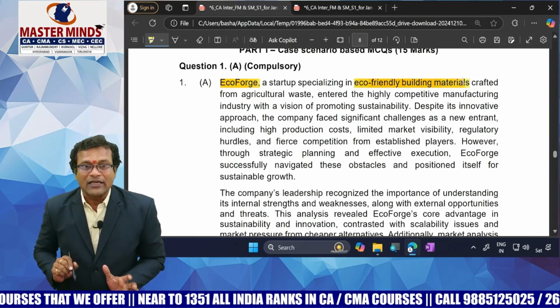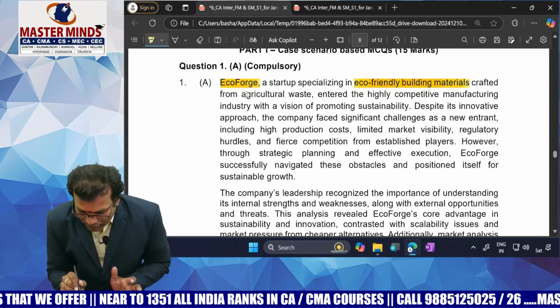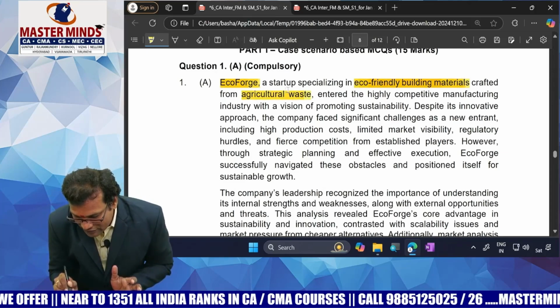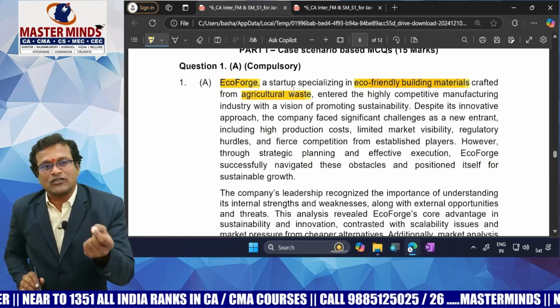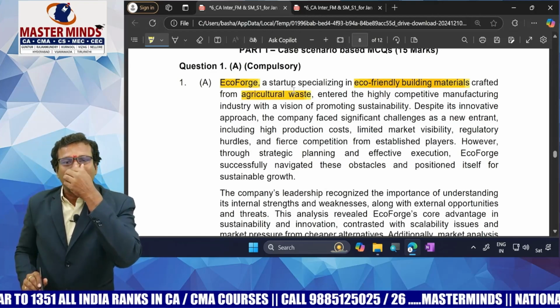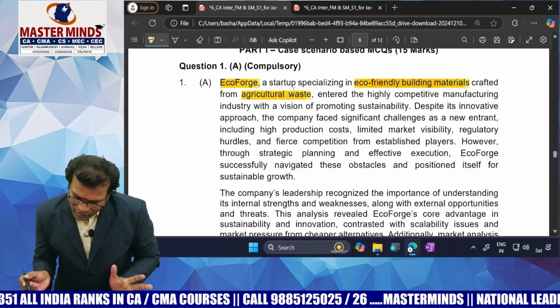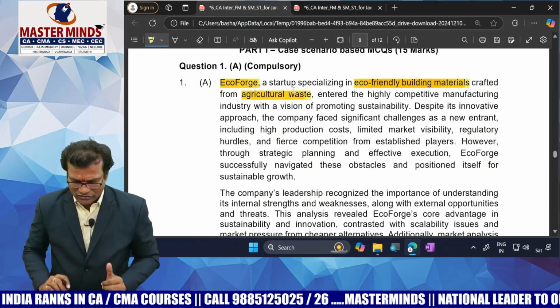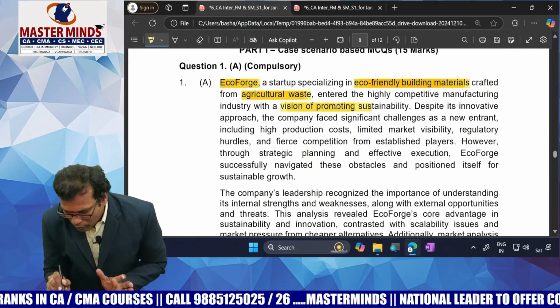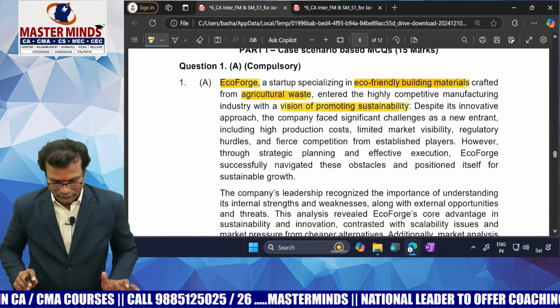Eco-friendly building materials, they are crafted, they are manufactured from agricultural waste. Means their focus is to enhance sustainability. Their focus is to enhance sustainability, but they have entered a highly competitive industry. What is their vision? They are trying to promote sustainability.